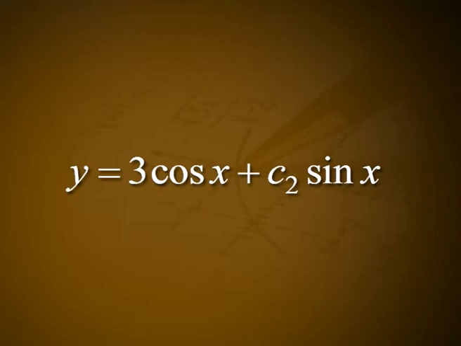However, if a = -1, then both boundary conditions are satisfied, provided that c1 = 1, where c2 is still arbitrary. In this case, a solution to the given boundary value problem is y = cos x + c2 sin x, where c2 is still arbitrary.